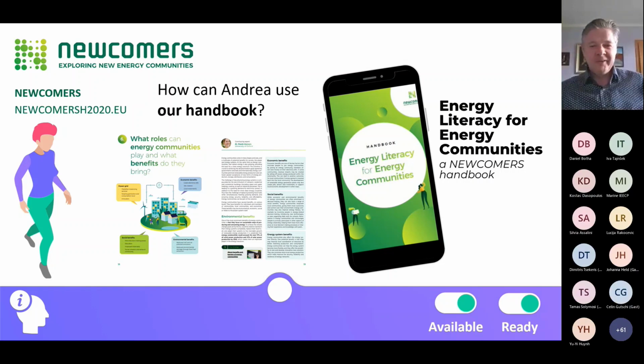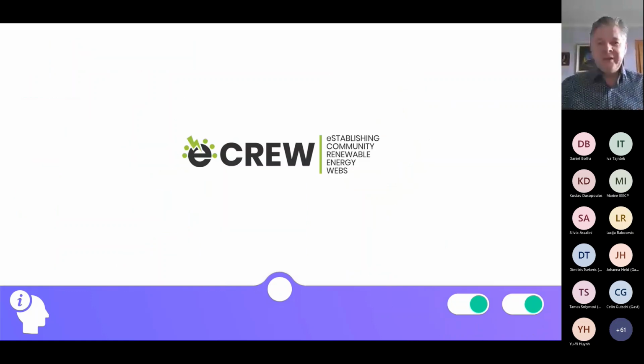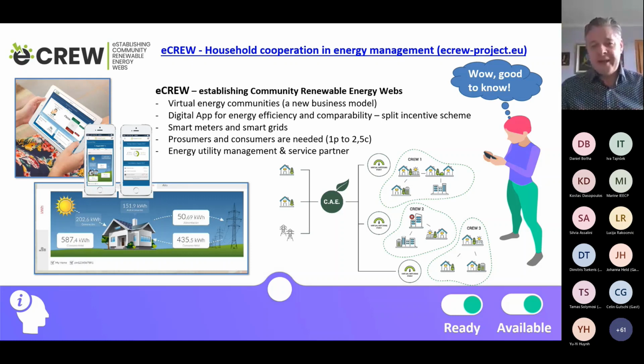Perhaps if you could switch to the next slide. With eCREW, we definitely present here another important tool, in my opinion. We present a new business model, so to speak. The business model is in addition to the already established REC and SEC, which are legal frameworks for energy communities. And in this case, eCREW gives us an additional business model, namely a virtual energy community.